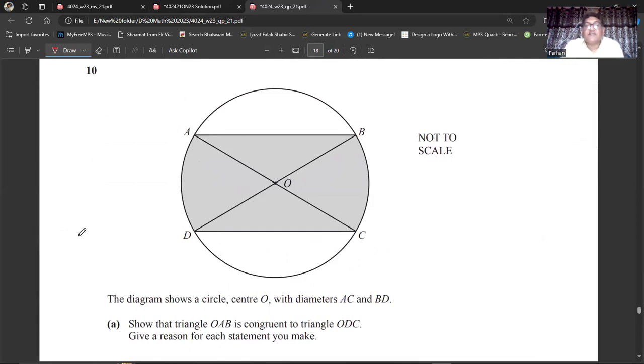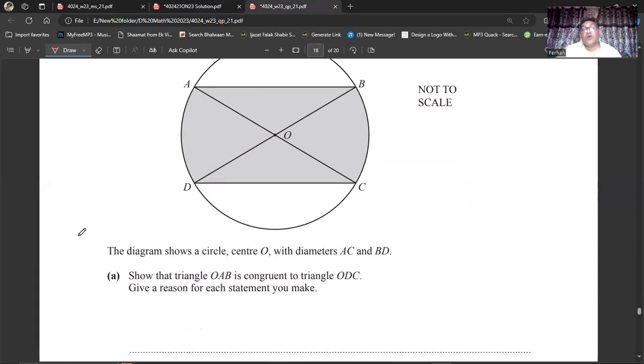Here a circle is given. O is the center of the circle. AC is the diameter. BD is also the diameter. The diagram shows a circle center O with the diameter AC and BD. And he says A part. Show that the triangle OAB is congruent to the triangle ODC. Give a reason for each statement you make. Okay, it's a 3-mark question, you know.